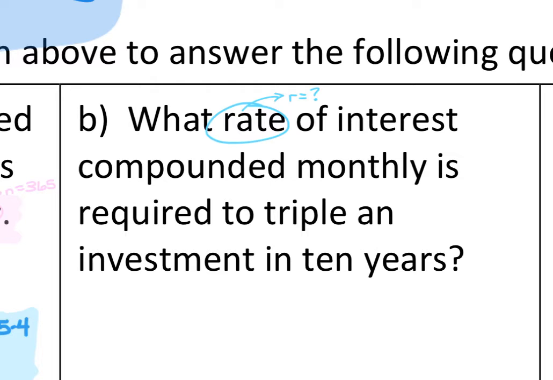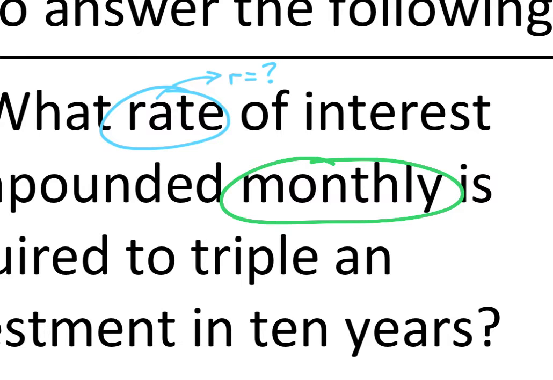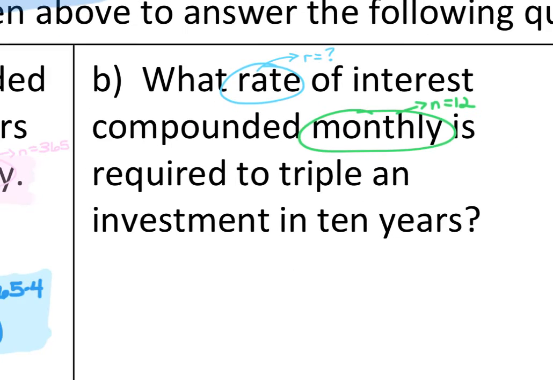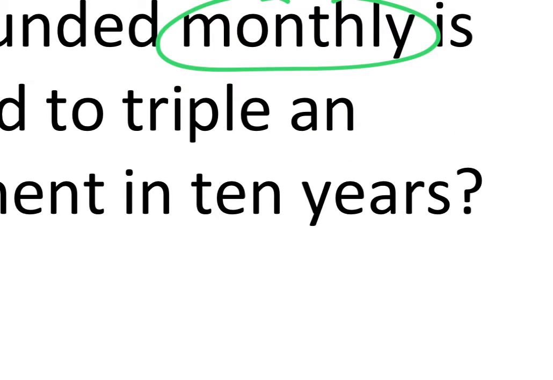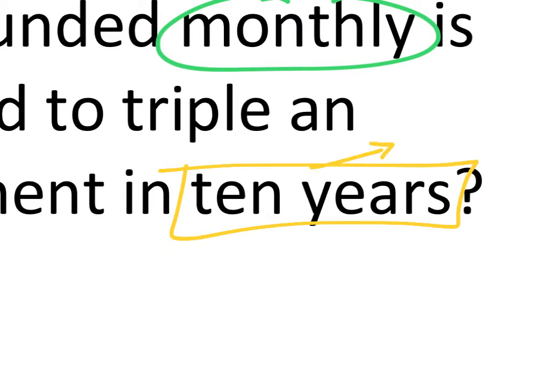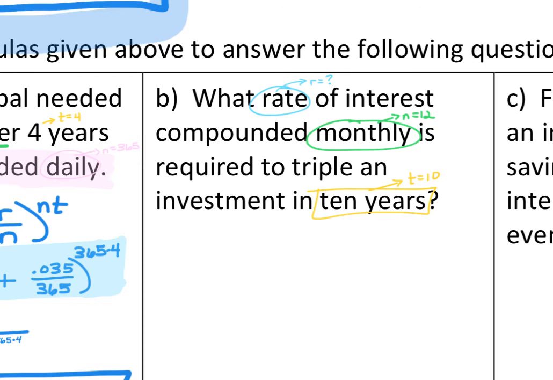So the question is, what's the rate of interest? It's compounded monthly, and so that means that your N is equal to 12 times per year. The time, T, is 10 years, so T equals 10. So I have T and I have N, but I need to find R. I feel like I don't have an initial amount or a final amount.